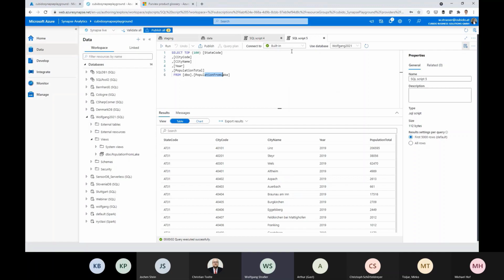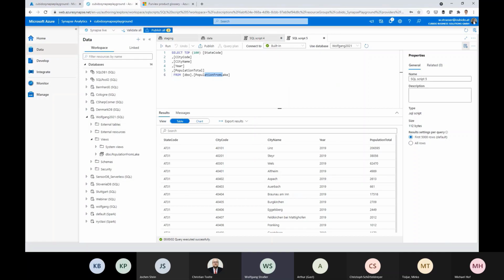And now we've seen the data integration. We've seen the data preparation using Synapse pipelines, using the mapping data flows. We've seen data preparation using Spark. We've seen data preparation using SQL. We've seen how the serverless pool just looks like a database, and the dedicated pool looks like a database.